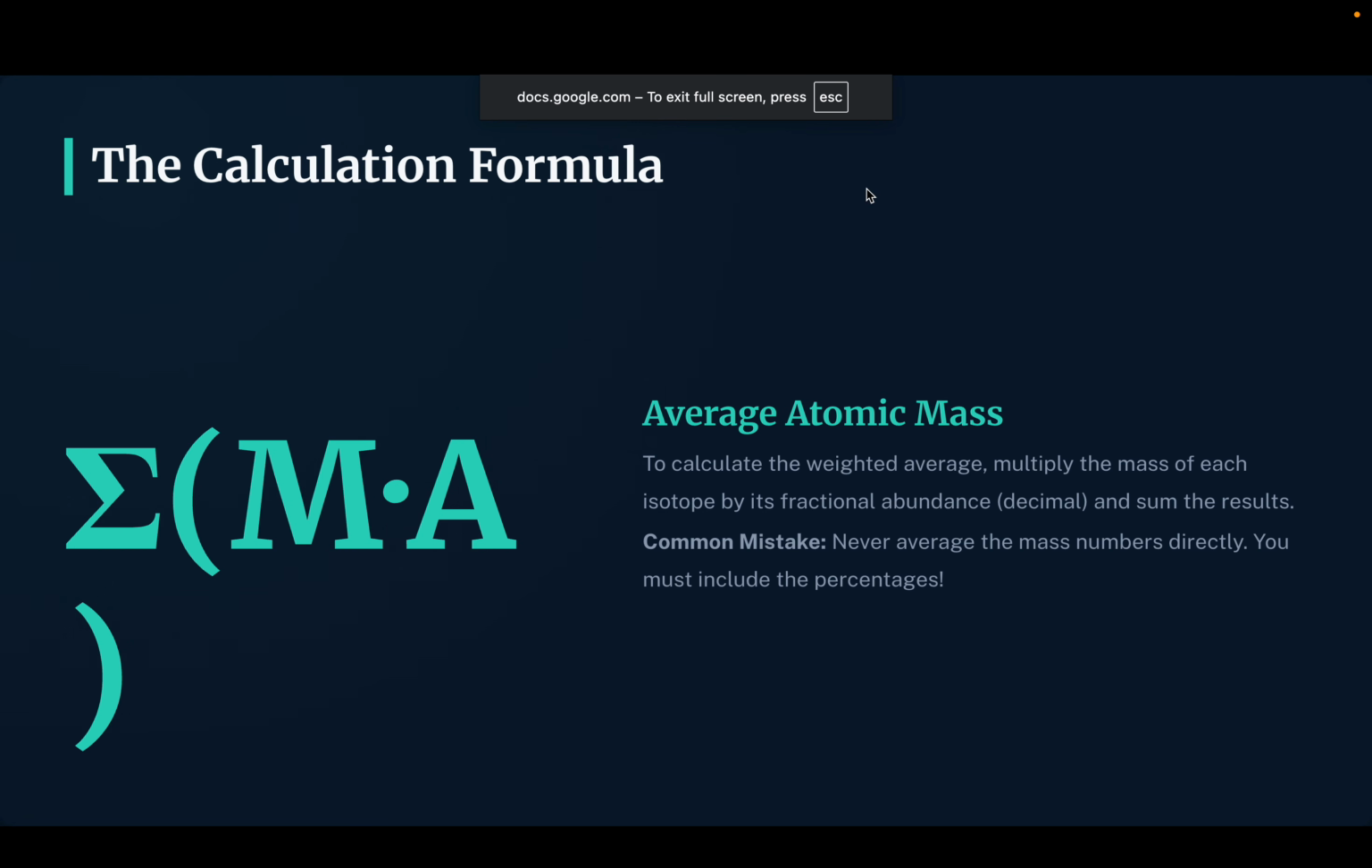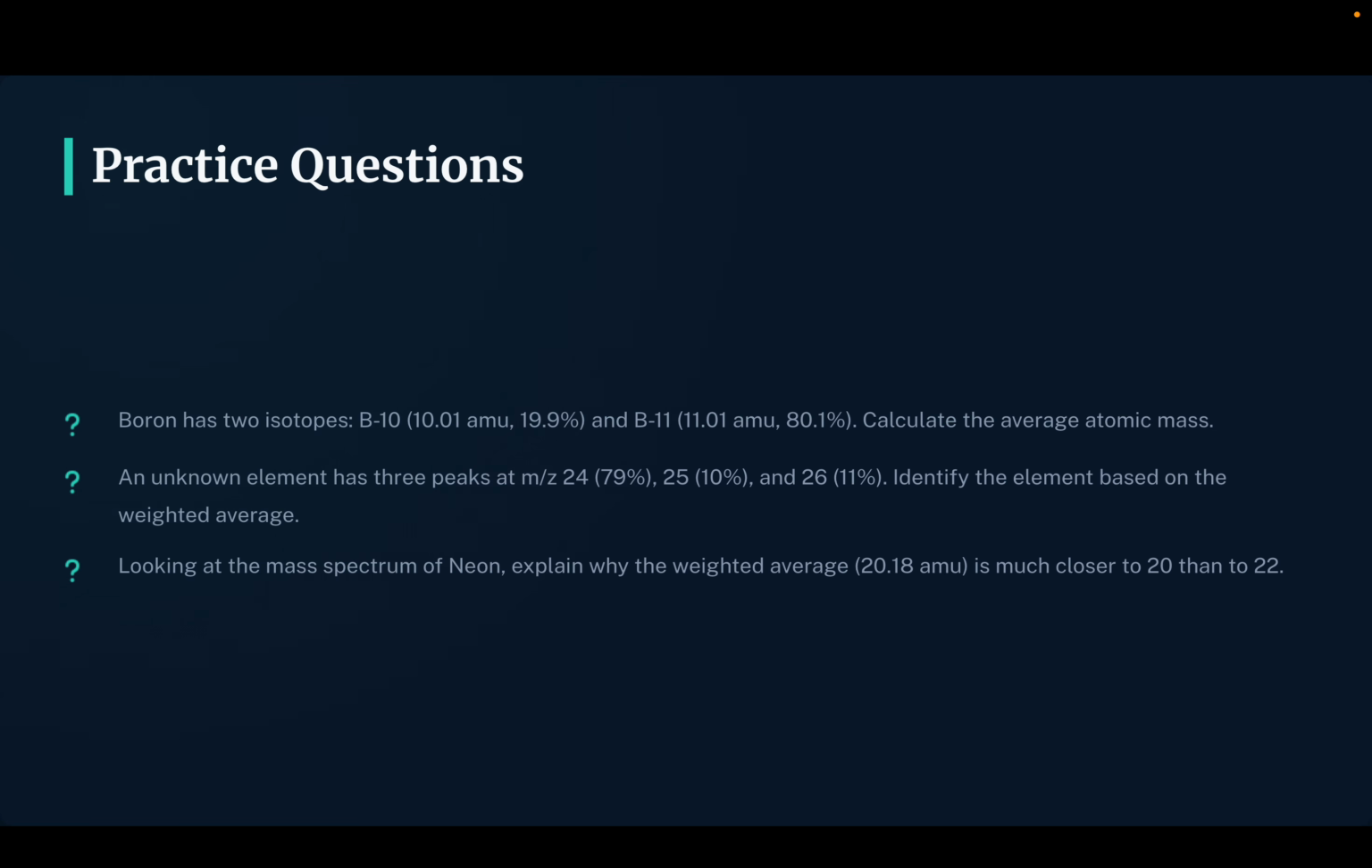So again, this is the formula. You just multiply the mass of each isotope by its fractional abundance. Okay, and that's in decimal. Don't do percentages there. And this is a summation, so you keep doing that until you run out of isotopes.